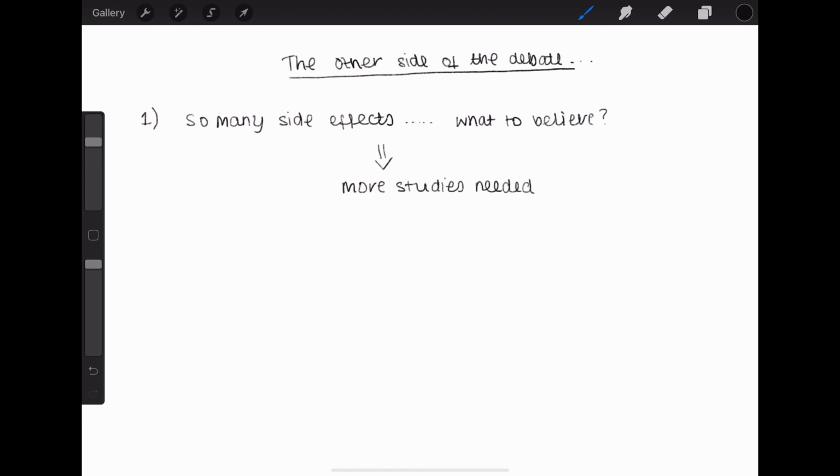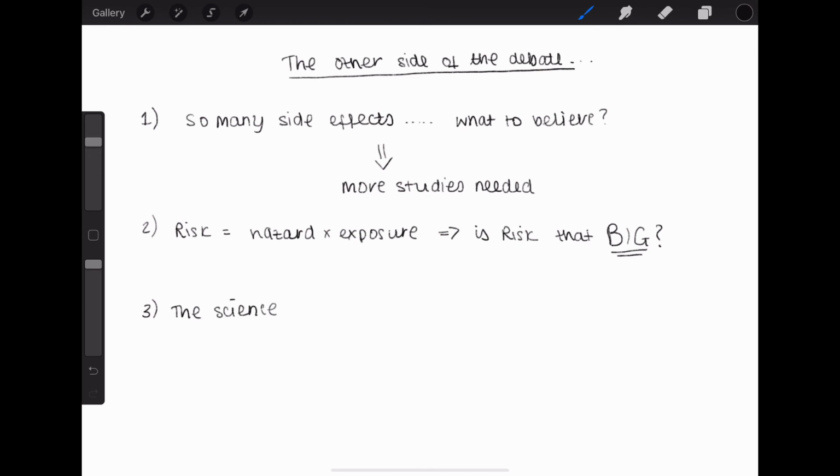The level of risk from plasticizers must also be taken into consideration, as the risk is equal to the hazard times the exposure. Anything can be harmful to us if it's in a significantly large dose. Many argue that while plasticizers could be harmful, in the small doses that they are used in, they are pretty harmless.